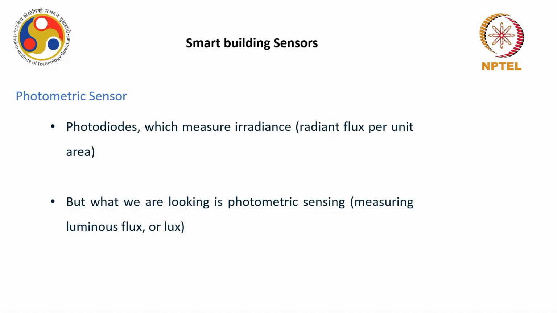Now, there is a certain level of complication over here. We know that the photodiode measures the irradiance. Irradiance is the radiant flux per unit area, but what we are looking for in photometric sensing is the measurement of luminous flux. So, if you are not aware of radiant flux or luminous flux, let us have a quick definition of them so that we understand the role of the photometric sensor and why the output of the photodiode is not sufficient to be called a photometric sensor.